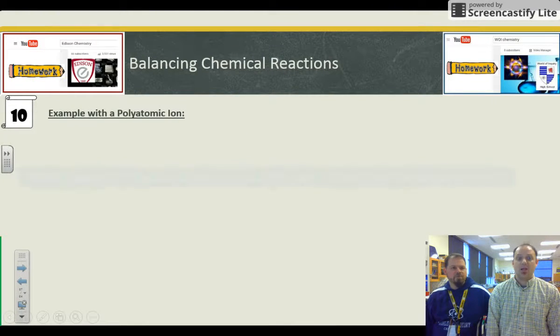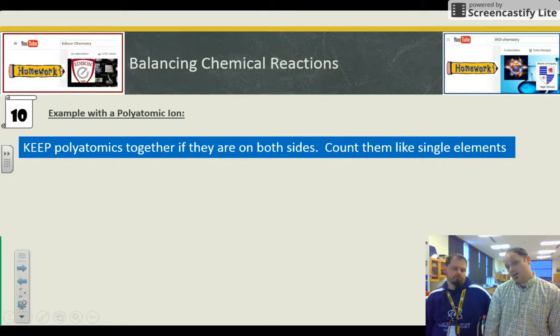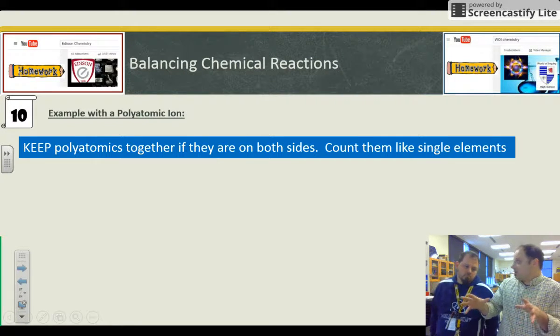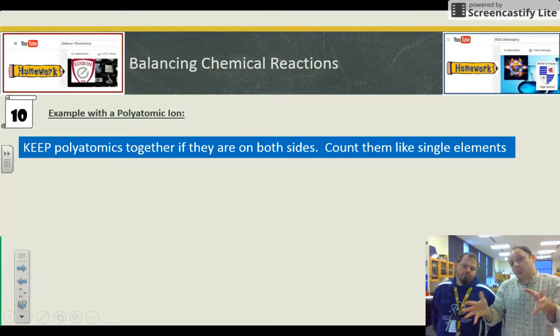So, first one. When you have a polyatomic ion, polyatomic ions, remember, are on reference table E, and typically they're protected by the parentheses, or sometimes they're by themselves.